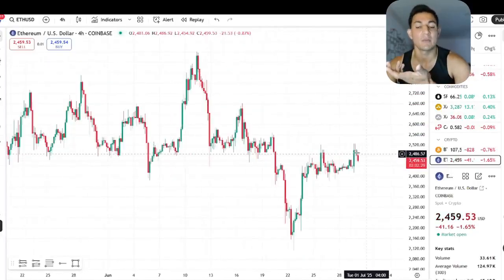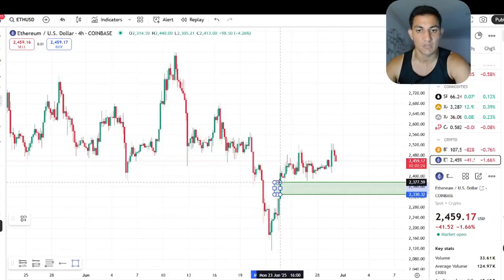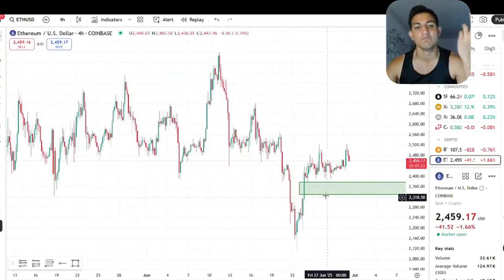And for Ethereum, I expect nothing. I expect chop. In fact, I'd like to see these fair value gaps here be filled. Just price touch it again. Yeah, nothing to see here.